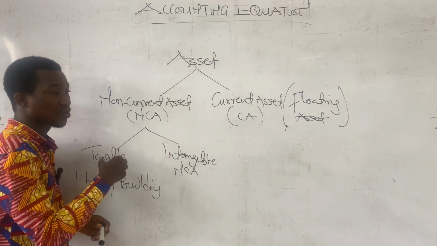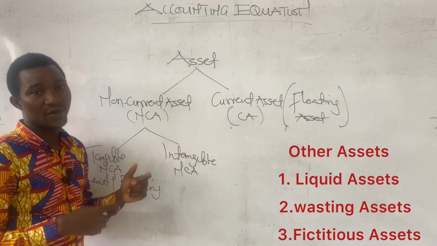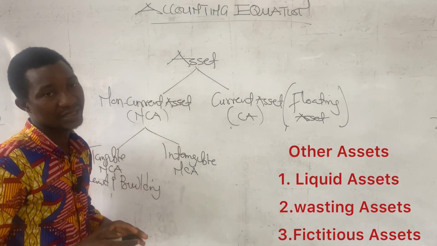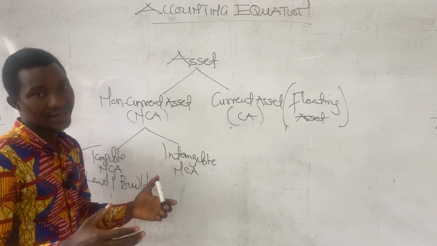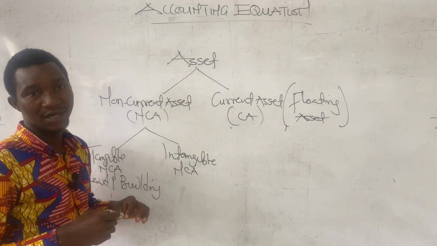But with the same asset, we have other classifications as well. We have a floating asset, a wasting asset, and a fictitious asset. All these are also other classes of assets. But for now, let's take it with this and move to what a liability is.